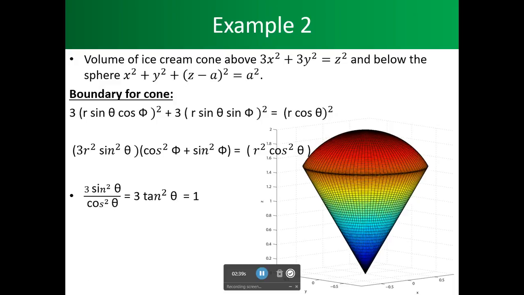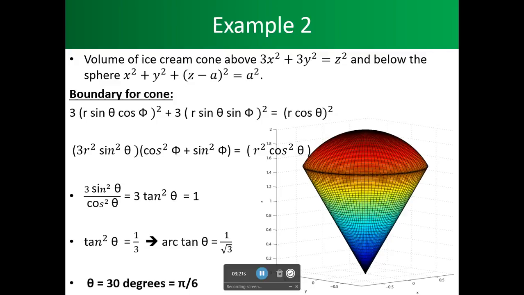3 times the sine over the cosine equals 3 times the tangent squared of theta, which equals 1, and we're going to divide the 3 through so that we can get the tangent squared of theta equal to 1/3, which means theta is the arctan of 1 over the square root of 3, which tells us that our angle is 30 degrees, or in radians, pi over 6. Excellent. So that's just one of the boundaries.